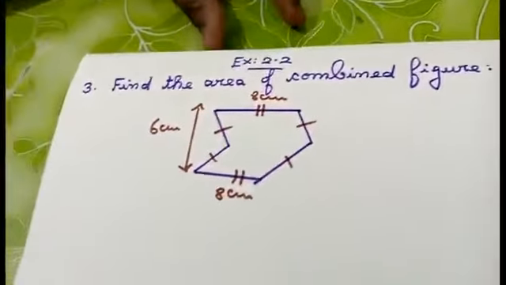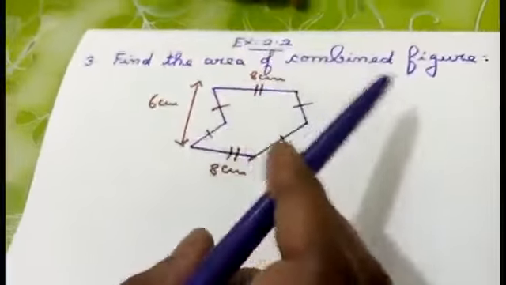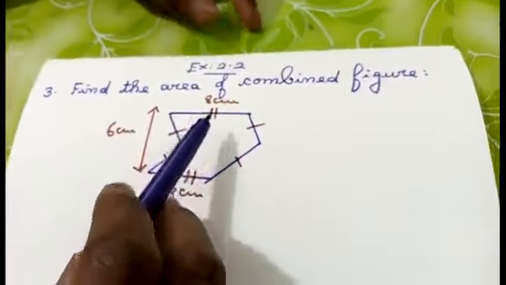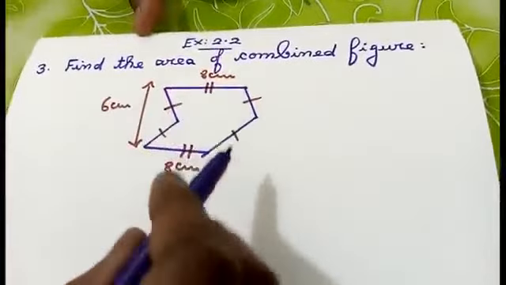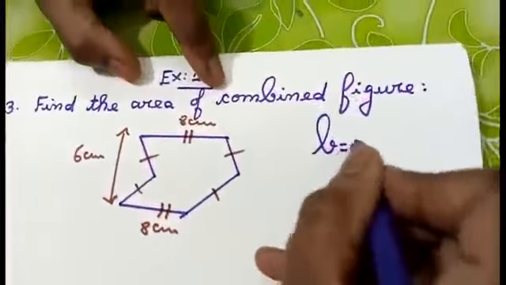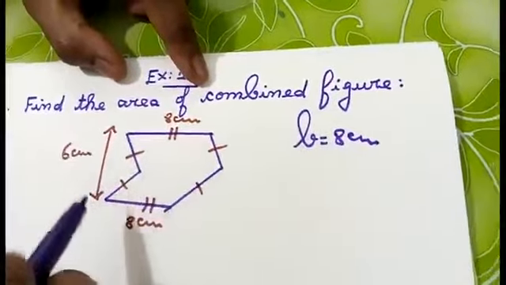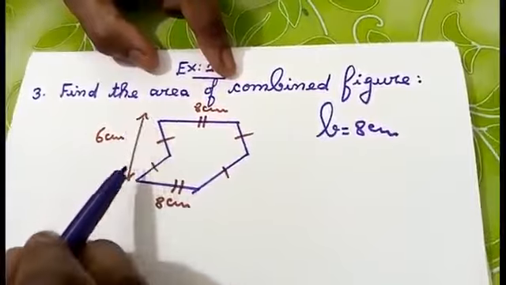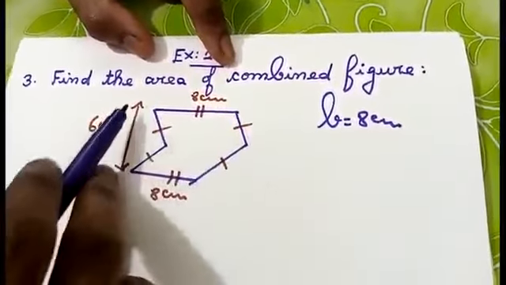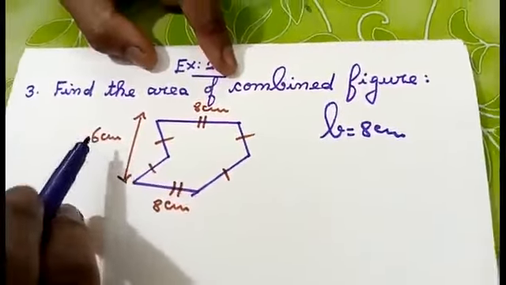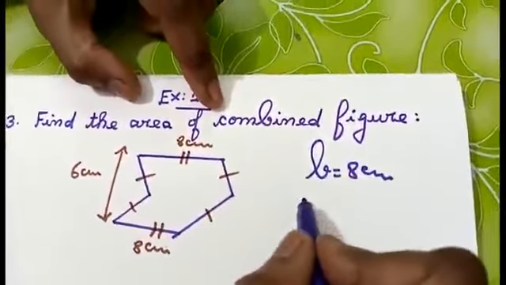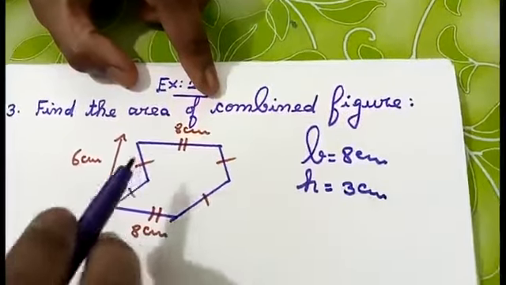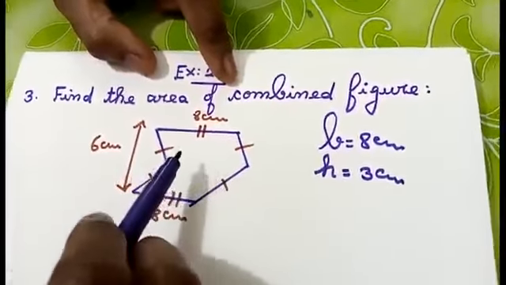Exercise 2.2 third sum. Find the area of a combined figure. They have given you the figure. In this figure, we are going to have two parallelograms. The base of each parallelogram is 8 centimeter and the total height of the figure is 6 centimeter. Since both figures are parallelograms, I am going to split this height into two. For each parallelogram, I am going to take the height as 3 centimeter.